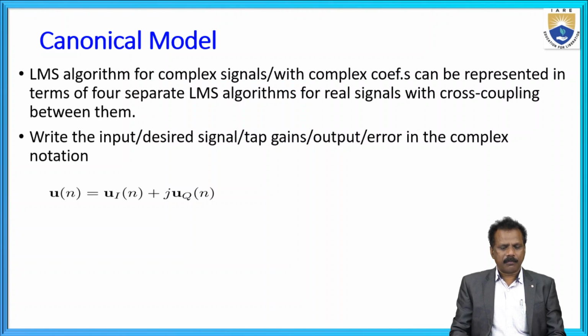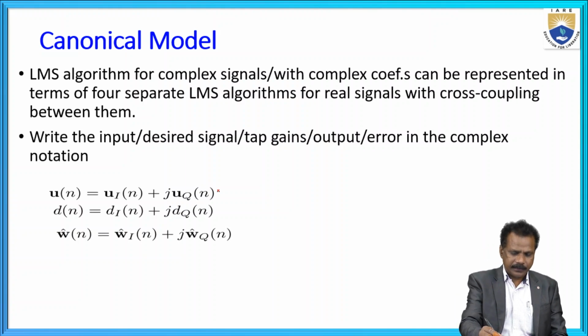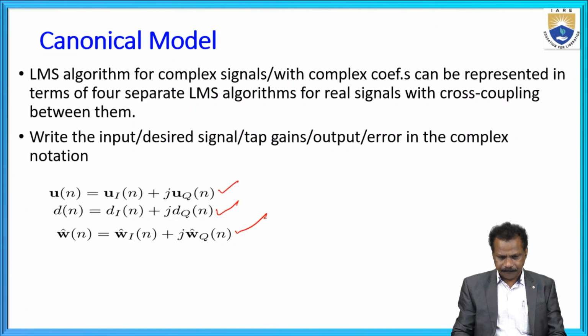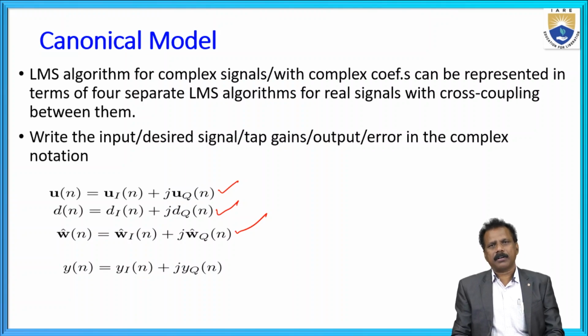u of n is equal to u I of n plus j u q of n. With this, d of n is equal to d I of n plus j d q of n. With this, w cap of n is equal to this. We have to analyze the first, second and third ways using these mathematical analysis notations. So our output response y of n is equal to y I of n plus j y q of n.